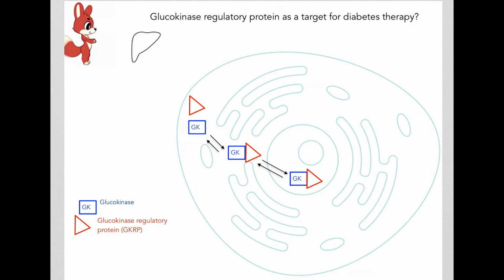It's not surprising that glucokinase regulatory protein is being considered as a target for diabetes therapy, since it has a very important role in helping the liver maintain blood glucose concentration at the appropriate amount during starvation time as well as postprandial situations.